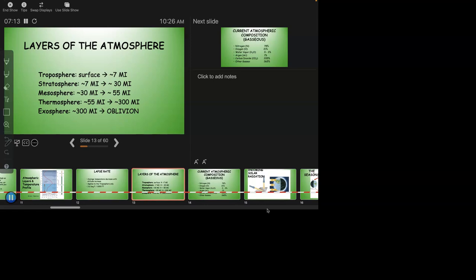Know your layers in order. Don't worry about the numbers, except you might want to remember the first one and the last one. About 7 miles and about 300 miles.